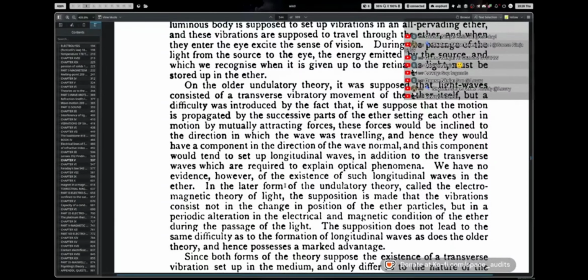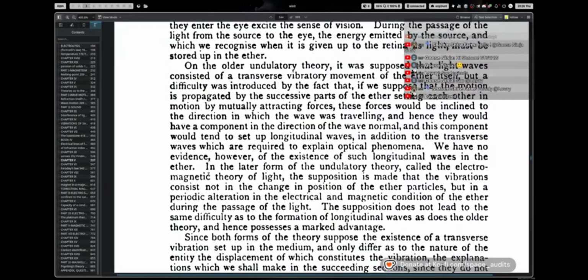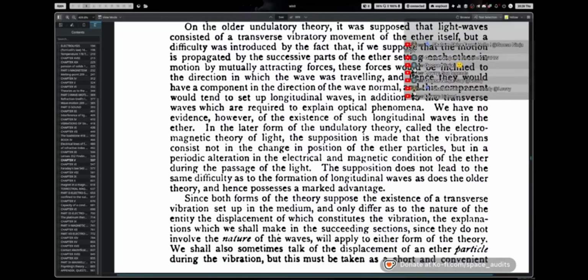In the later form of the undulatory theory, called the electromagnetic theory of light, the supposition is made that the vibrations consist not in the change of the position of the ether particles, but in periodic alterations in the electric and magnetic conditions of the ether during the passage of light. This supposition does not lead to the same difficulty as the formation of longitudinal waves, as does the older theory, and hence possesses a marked advantage.